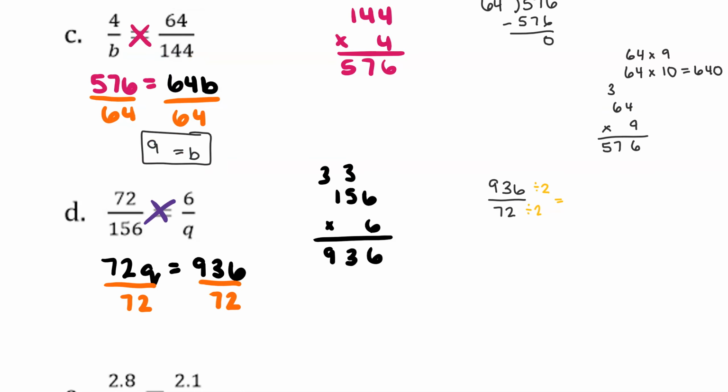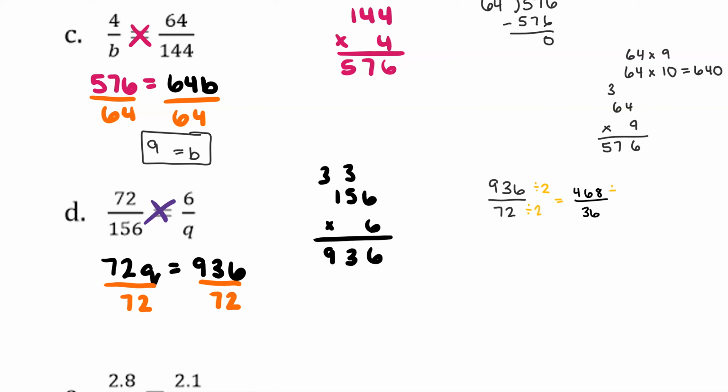936 divided by 2. Let's see, 2 goes into 9 4 times, right? That makes 8, so there's 1 left over. 2 goes into 13 6 times with 1 left over. 2 goes into 16 8 times. Well, 72 divided by 2 is 36. Now those again are still even numbers, so we can divide by 2 again.